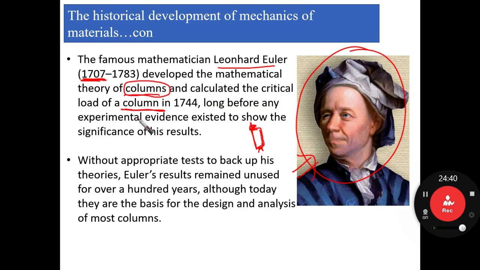We call it the Euler buckling load, in 1744, long before any experimental evidence existed to show the significance of his results. And you can imagine that without appropriate tests to back up his theories, Euler's results remained unused for over 100 years. Can you imagine? For 100 years it was not used. Although today his theories are the basis for the design and analysis of most columns, and this is very true. So I think that we owe him a lot regarding the mechanics of materials.